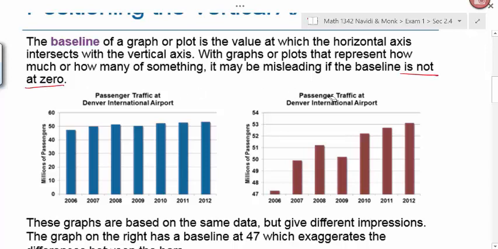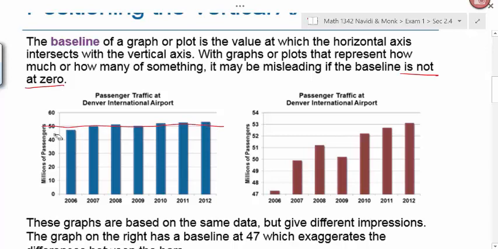Notice both of these graphs represent passenger traffic at Denver International Airport, and we go from 2006 to 2012 on both of these graphs. Both of these graphs actually represent the same thing, but at first glance they don't look as if they do. We see that on average it looks like we've had about 50 million people plus or minus a few between 2006 and 2012.